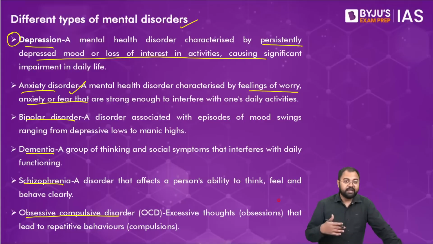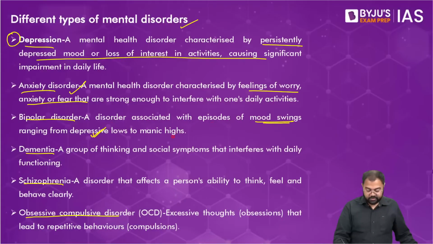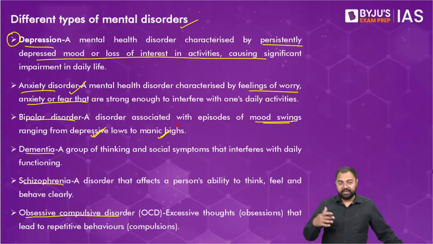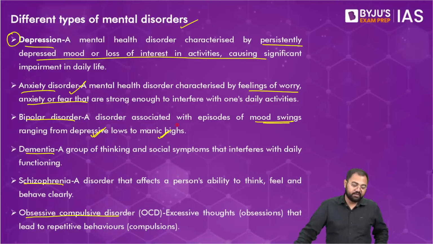Then there is bipolar disorder. Now, in case of bipolar disorder, we see that there are mood swings where the person might get into depressive moods or also manic highs. So it could be two extreme conditions sometimes in their scenario.